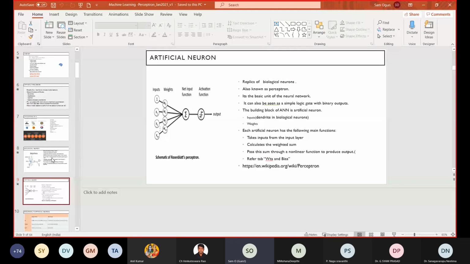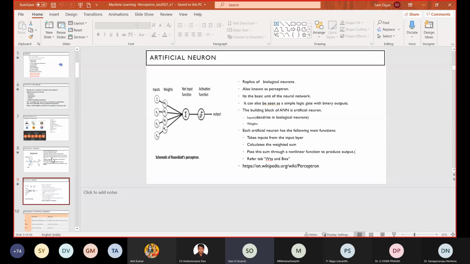And this is what is called an artificial neuron. As I told you before, the artificial neuron which we use in artificial neural nets is a replica of the biological neuron. This is also called a perceptron. So if any person says perceptron or anything like that, don't get confused. It is another way of saying an artificial neuron. As I told you before, the artificial neuron is the basic unit of a neural network. When you talk of computer logic, it can be considered as a simple logic gate with binary outputs. Inputs in a biological neuron are called dendrites, and the weights are called the synapses.